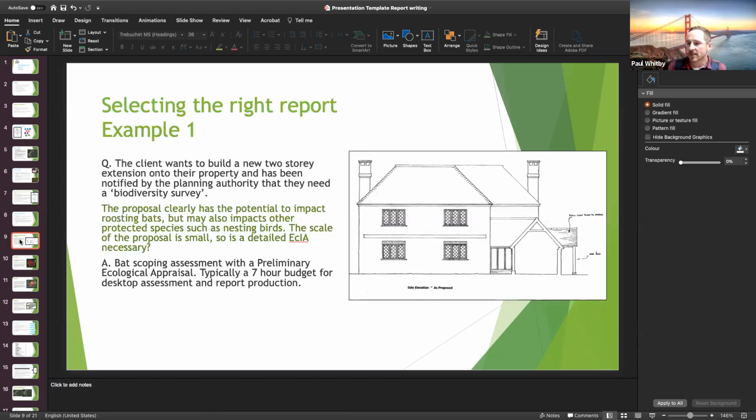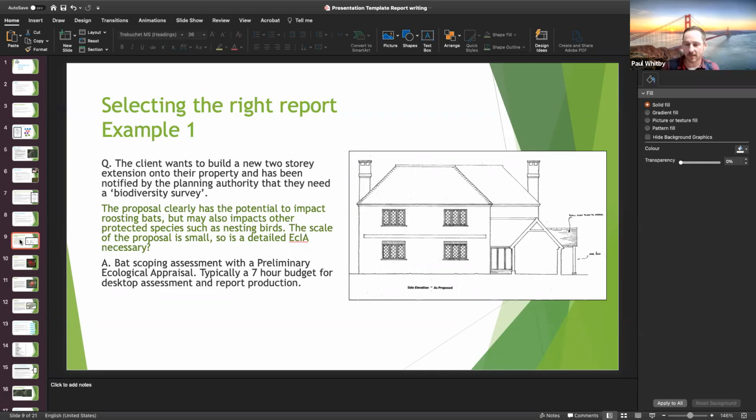So what I'm going to do now is set out 4 examples of projects and how to select the right report for the project. So in our first example, we're starting small. This is a client who wants to build a 2-storey extension onto their property, and they've been notified by the planning authority that they need a biodiversity survey, and that is what we so often get requested by planning authorities. They never give much detail. They just say biodiversity survey, regardless of the size or scale or potential impact of a proposal.